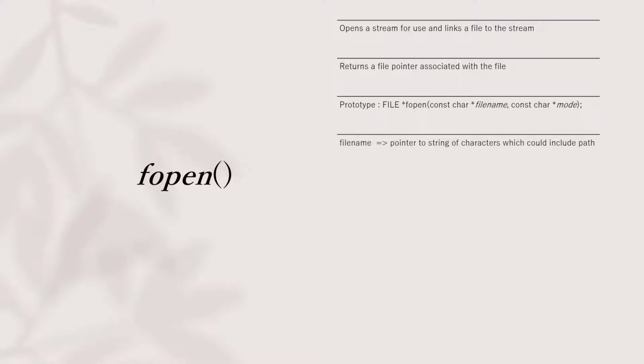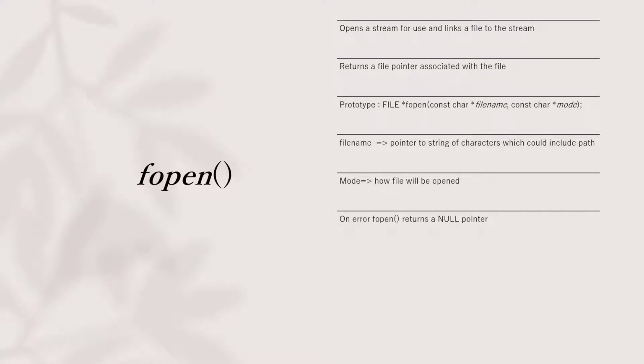Coming now to fopen, which is the actual function that opens a stream for use and links a file to that stream. It returns a file pointer associated with the file. You can see the prototype there, returning the pointer of FILE type. It takes as parameters the file name, which is a pointer to a string of characters which could include the path to the file, as well as mode, which is how the file will be opened. On error, fopen returns a null pointer, and we need to check for this every time we use fopen.